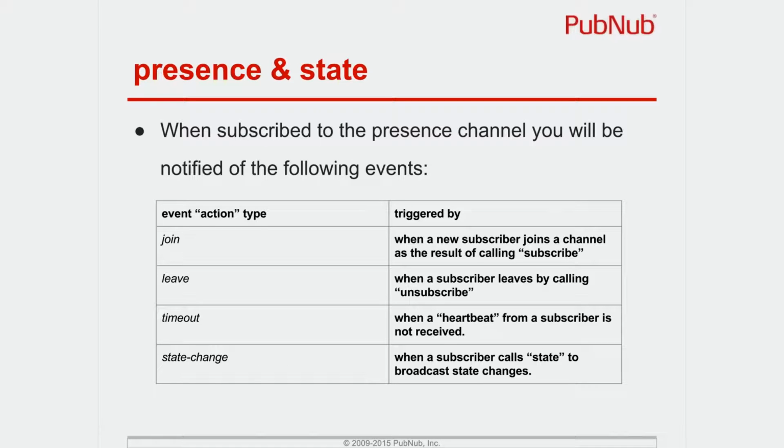Presence and state. There's actually just 4 events for presence and state. When you subscribe to the presence channel, the method of the PNObjectEventListener didReceive presence event will be invoked, and it's going to be invoked with one of these 4 events. First one is a join event, and that's when a new subscriber joins or subscribes to the channel. A leave event, and this happens when a user calls unsubscribe on a channel. So when somebody leaves a room.